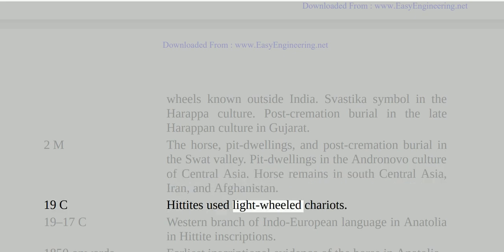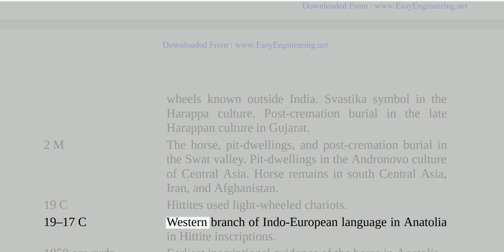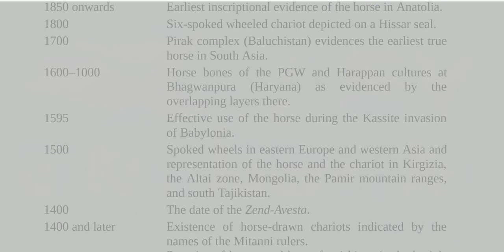19th century BC, Hittites used light-wheeled chariots. 17th century BC, western branch of Indo-European language in Anatolia in Hittite inscriptions. 1850 onwards earliest inscriptional evidence of the horse in Anatolia. 1800 spoked wheeled chariot depicted on a Hisar seal. 1700 Pirak complex, Baluchistan, evidences the earliest true horse in South Asia. 1600 horse bones of the PGW and Harappan cultures at Bhagwanpura, Haryana, as evidenced by the overlapping layers there.